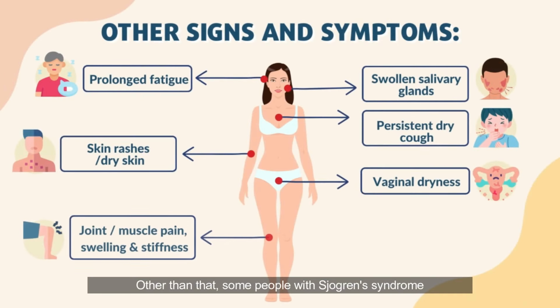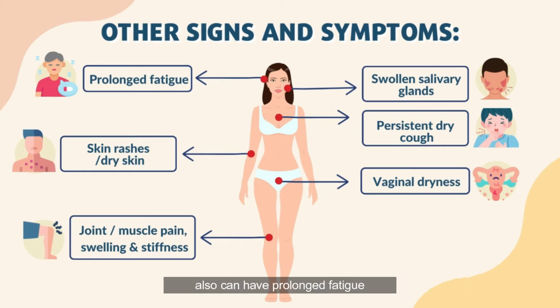Other than that, some people with Sjogren's syndrome can also have prolonged fatigue, swollen salivary glands, which are particularly the set located behind the jaw and in front of the ears, persistent dry cough, skin rashes, dry skin, vaginal dryness, and joint or muscle pain.